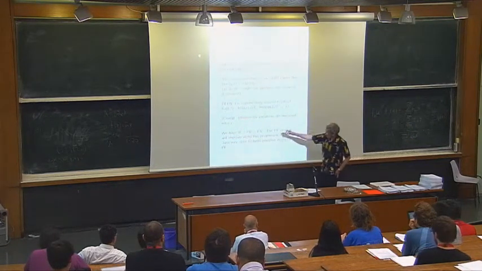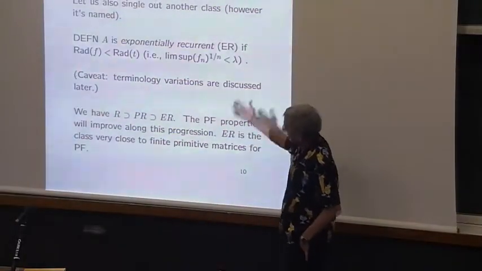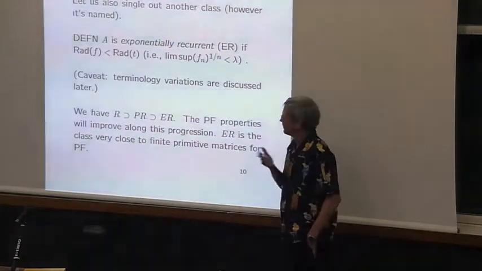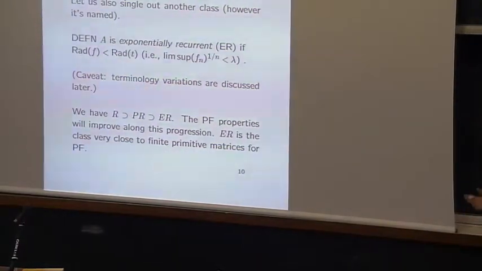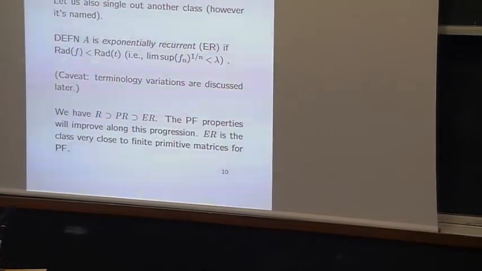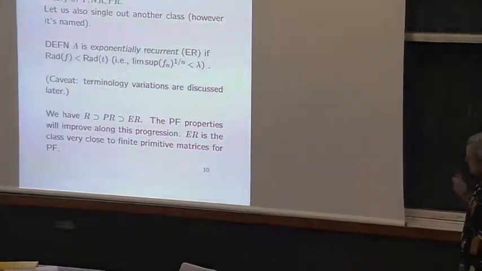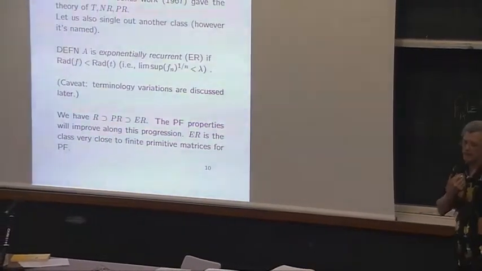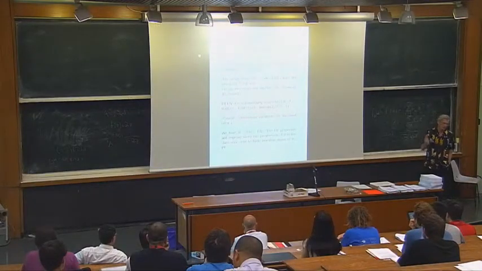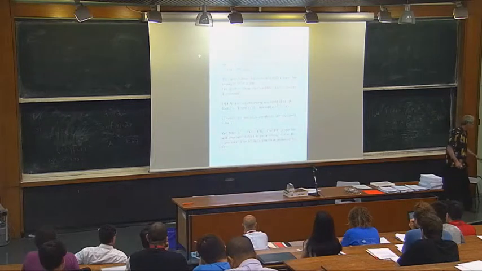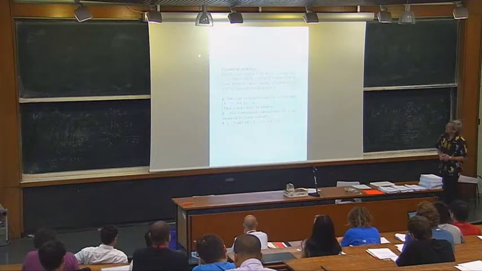Now it'll turn out that the class of all recurrent matrices contains the class of positive recurrent matrices. Well, that's pretty clear. But also it contains the exponentially recurrent ones. And the Perron-Frobenius properties will improve as we move down this list. The exponentially recurrent ones are the class that is very close to finite primitive matrices for the Perron-Frobenius theory. Okay, so that's the good class. It's the exponentially recurrent.